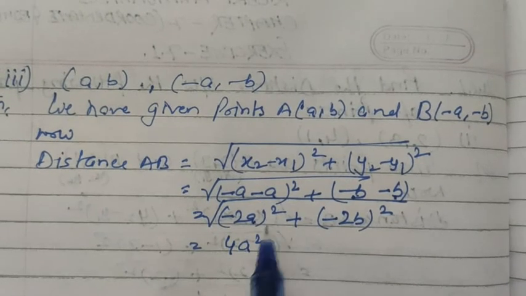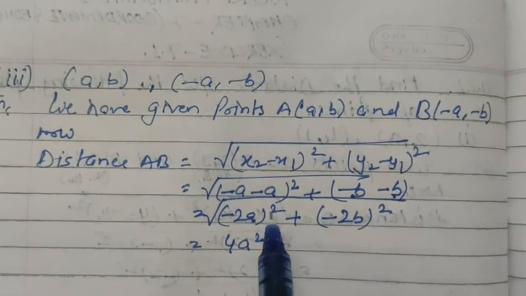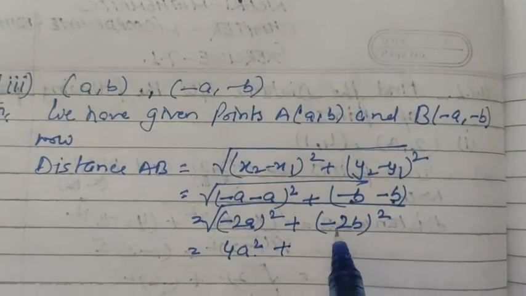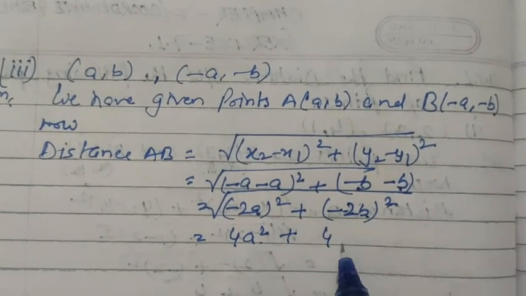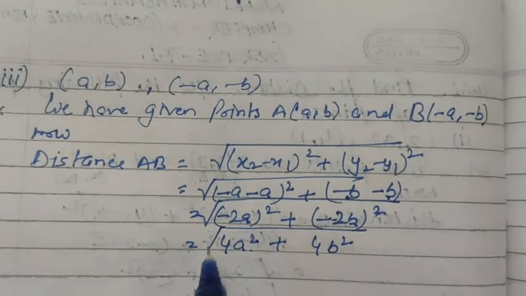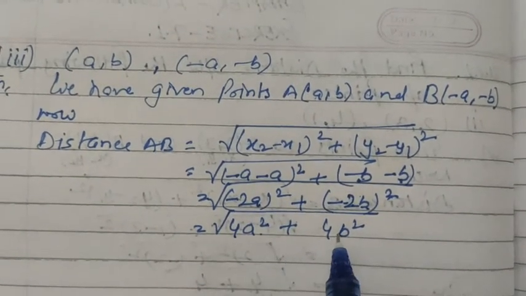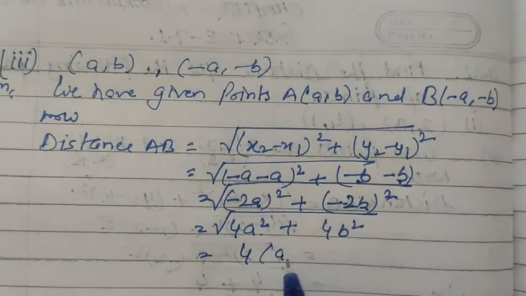Minus 1 square means plus 1, 2 square becomes 4, and a square becomes a square. Similarly, minus 1 square becomes plus 1, and 2 square becomes 4, and b square becomes b square. So this is 4a square plus 4b square. So now take 4 as common from these two terms.